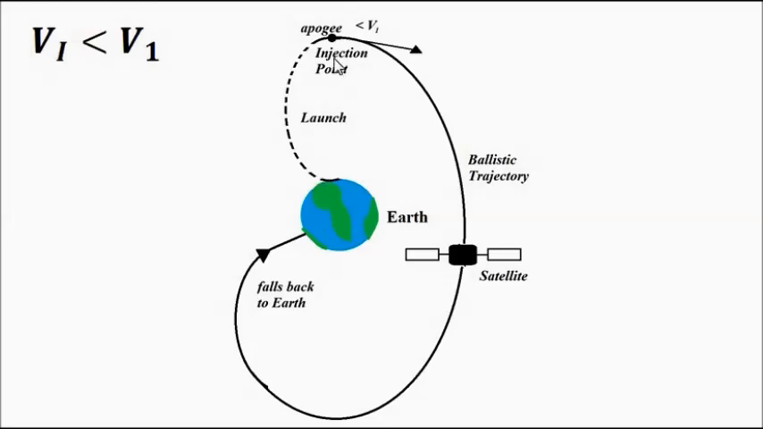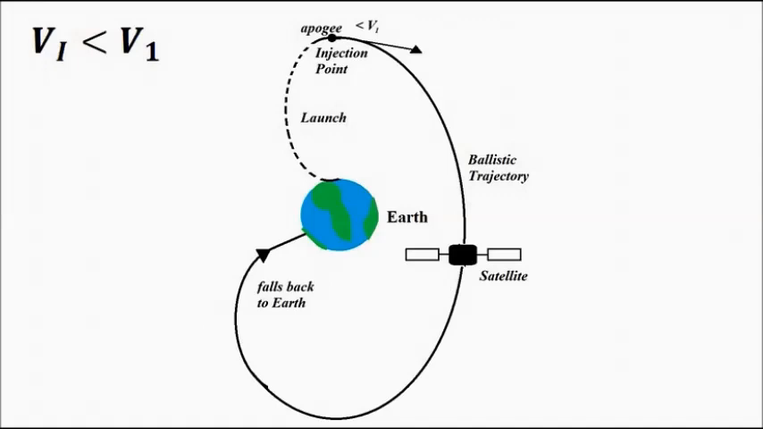Just to say, here the separation of the satellite from the launch vehicle happens at the maximum distance from the center of the Earth, so to say apogee. But in general, the separation happens at the point of perigee. The satellite is launched into the orbit at the point of perigee. So when the injection velocity is lesser than the first cosmic velocity, the satellite will fall back to Earth under the influence of gravity following a ballistic trajectory.